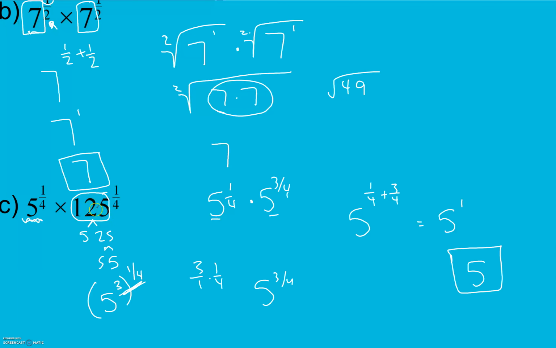We also could have split this up to be the 4th root of 5 times the 4th root of 125, which we could have broken down into 5 cubed, and then multiplied our values together, and gotten here as well. So whether we switch to radicals or just combine our exponents doesn't matter to me, as long as our bases are the same.